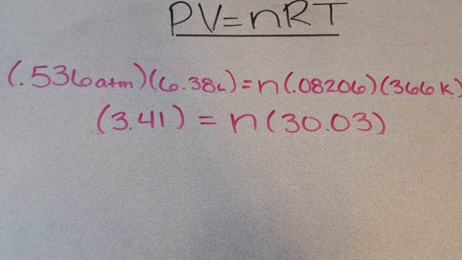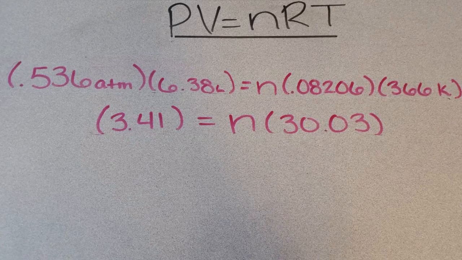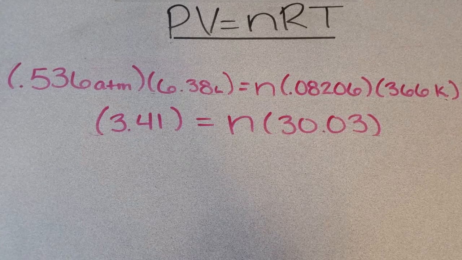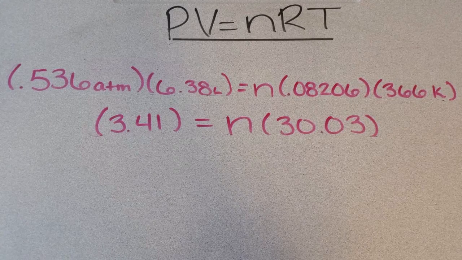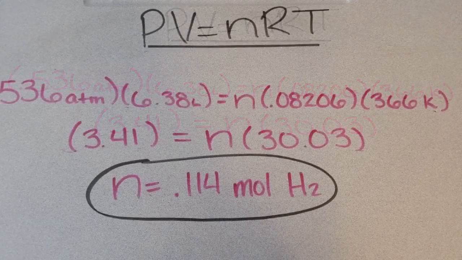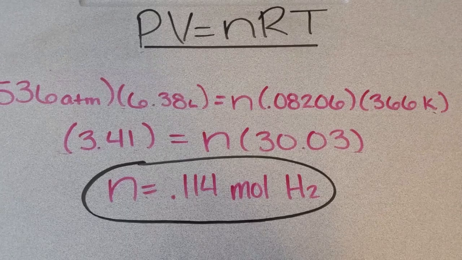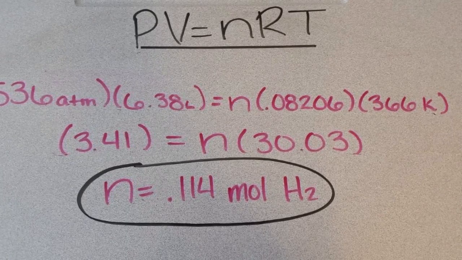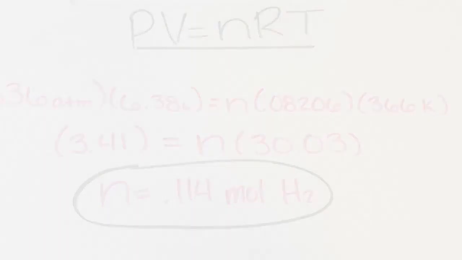Now we need to start simplifying the equation. Multiply 0.536 with 6.38. That gives you 3.41. You also need to multiply 0.08206 by 366. That gives you 30.03. Now remember, we're still looking for the number of moles, so take 3.41 and divide it by 30.03. This will give you your number of moles as 0.114 moles of H2.